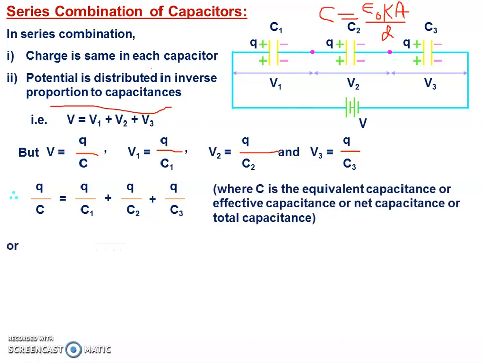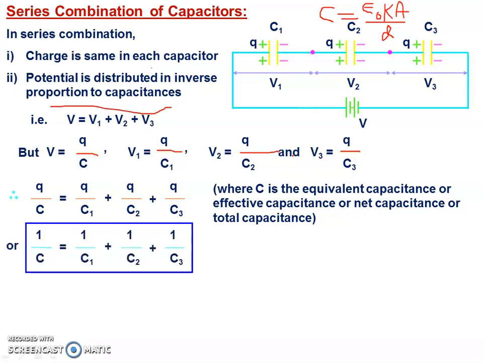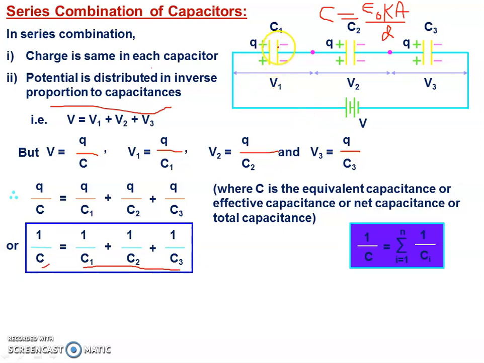The formula becomes 1 by C equal to 1 by C1 plus 1 by C2 plus 1 by C3, right? It means the reciprocal of the net capacitance in series is equal to the sum of reciprocals of capacitances of each capacitor, right? So this is the formula. If each capacitor is 10 microfarad, the resultant capacitance will be 10 by 3. It means it will lower down in series combination.